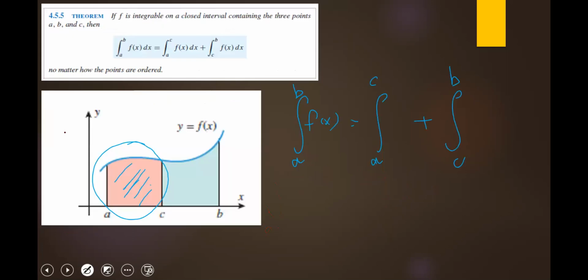Let's now end with the last property. If f is integrable on [a, b] and f(x) is greater than 0, then the integration of f(x) would also be greater than 0. And if f(x) is greater than g(x), then the integration of f(x) from a to b will be greater than the integration of g(x) from a to b.